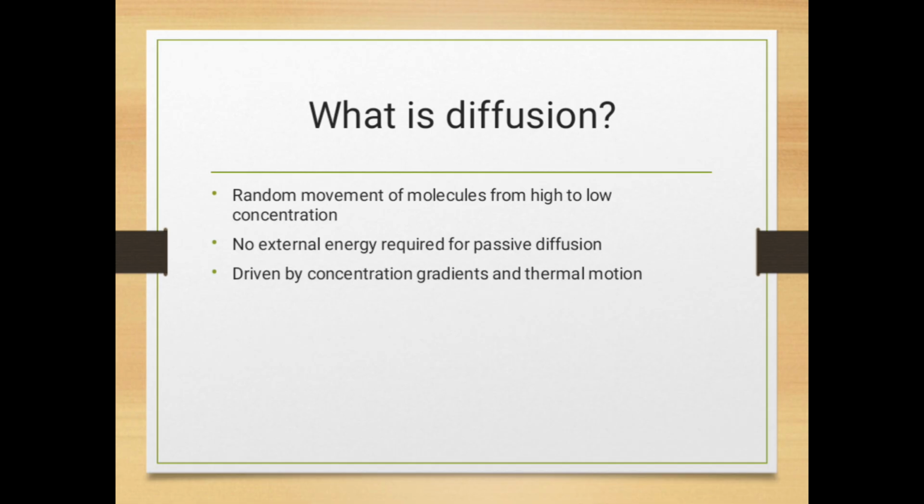The first point is about what diffusion is. It is the random movement of molecules from high to low concentration. No external energy is required for passive diffusion, and it is driven by concentration gradient and thermal motion. So students, we can define diffusion as a physical process that refers to the net movement of molecules from a region of higher concentration to lower concentration under the influence of a concentration gradient.